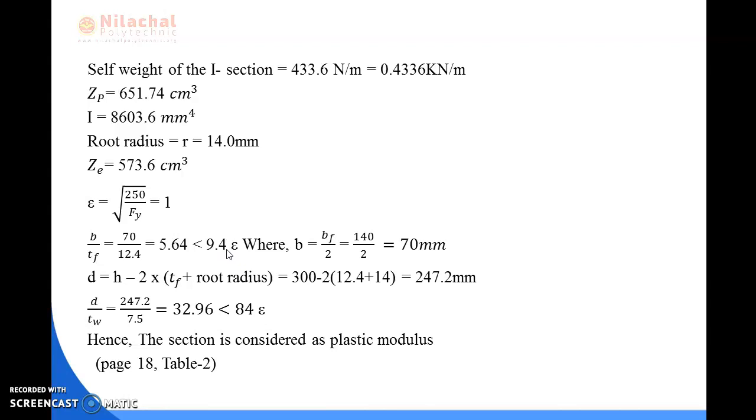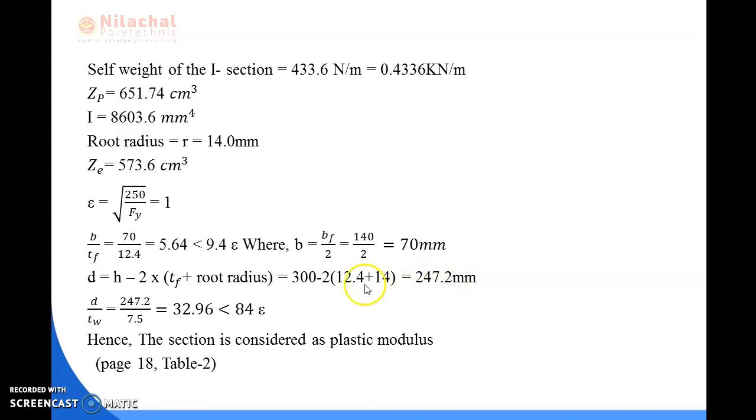Then the second condition is d by tw. So first of all, we can find out the d value from this formula, which is H minus 2 into TF plus root radius. So the H value is 300, and TF value is 12.4 and root radius value is 14. So by putting this value, we got the d value as 247.2 mm.